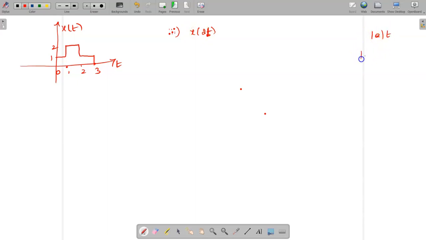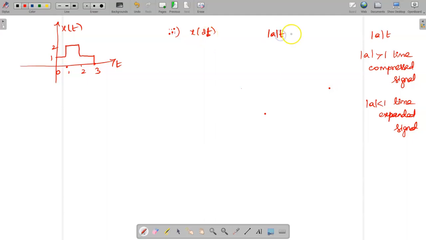If the modulus of a value is greater than 1, we will be getting a time compressed signal, and if modulus of a is lesser than 1, we will be getting a time expanded signal. So this thing you have to notice. So again here, modulus of at is what? Modulus of 2 into t.